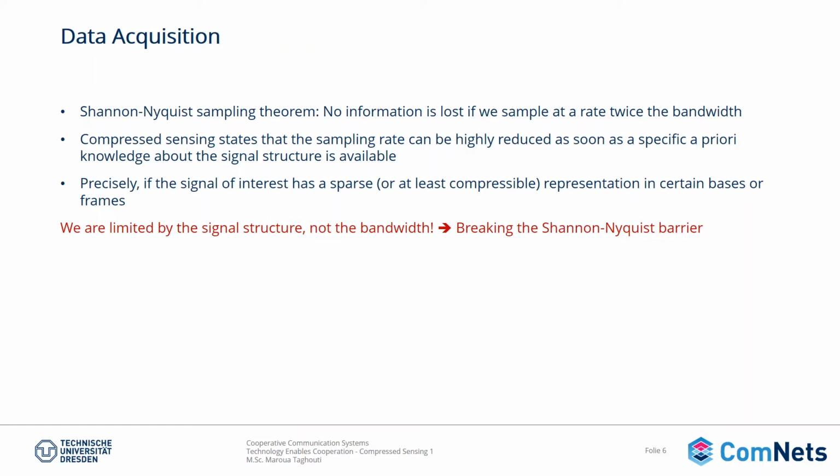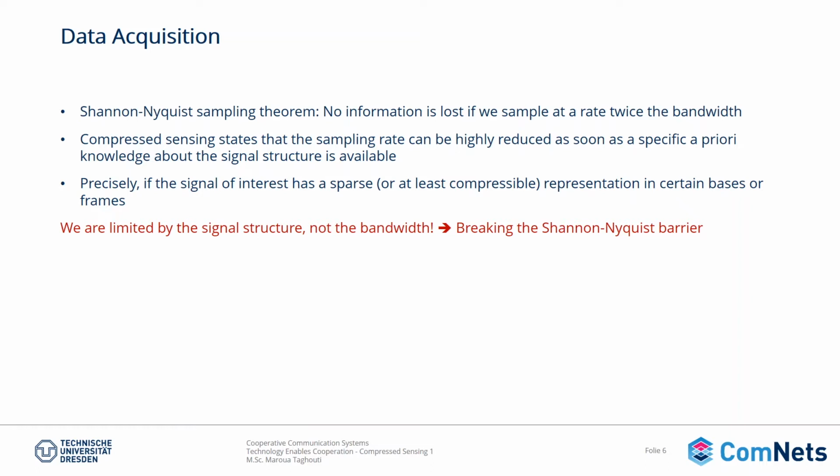And compressed sensing came to break the barrier of the Shannon-Nyquist theorem, and it states that the sampling rate can be highly reduced as soon as specific a priori knowledge about the signal structure is available. Precisely the people who founded the theory of compressed sensing were saying that if the signal of interest is sparse or at least compressible, and we will talk about compressibility a little bit further.